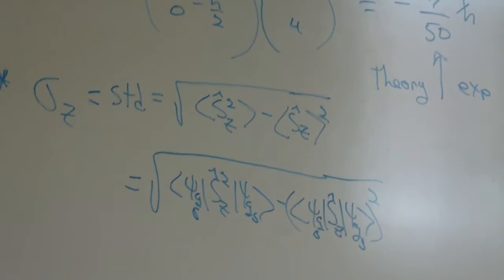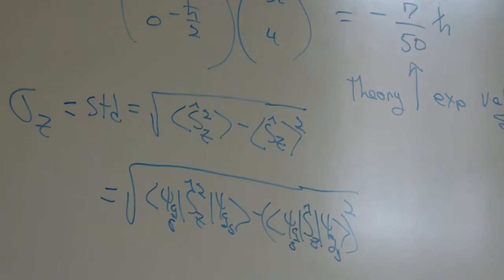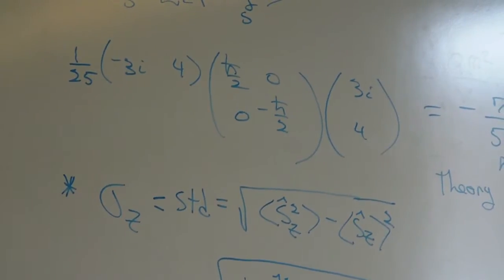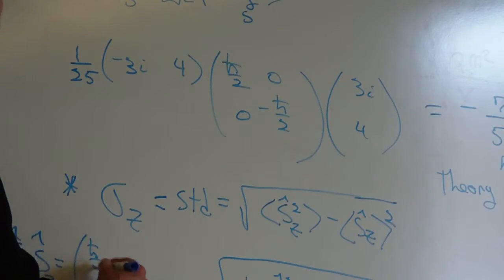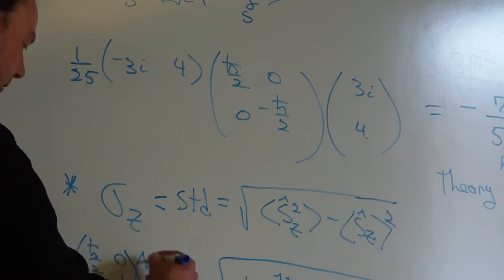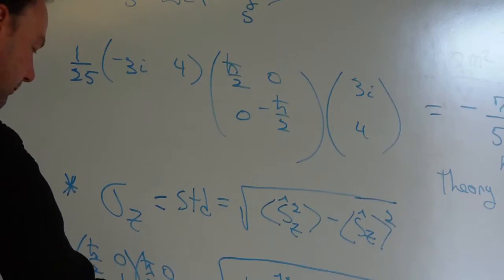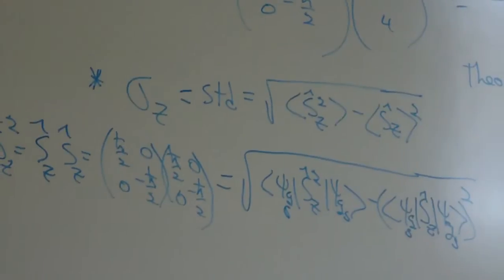Right? We know what that operator is, it's the Pauli spin matrix. So how do I compute S squared z? You square it, multiply, matrix multiply. It's just Sz times Sz, which equals h bar over 2, 0, 0, minus h bar over 2, all times h bar over 2, 0, 0, minus h bar over 2. That gives h bar squared over 4.